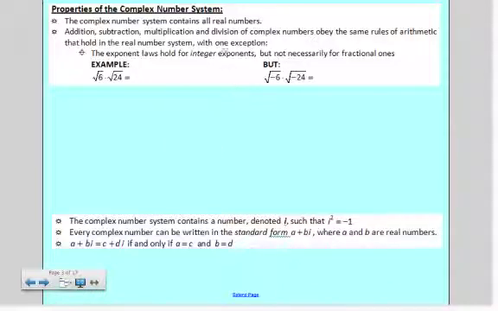Okay. All right, now we have properties of a complex number system. The complex number system contains all real numbers. The addition, subtraction, multiplication, and division obey the same rules that the rules of arithmetic took hold in the number system, but the exponent laws do not. They hold for integer exponents but not fractional exponents. Now that's kind of hard to explain, so we're going to show you what that means.